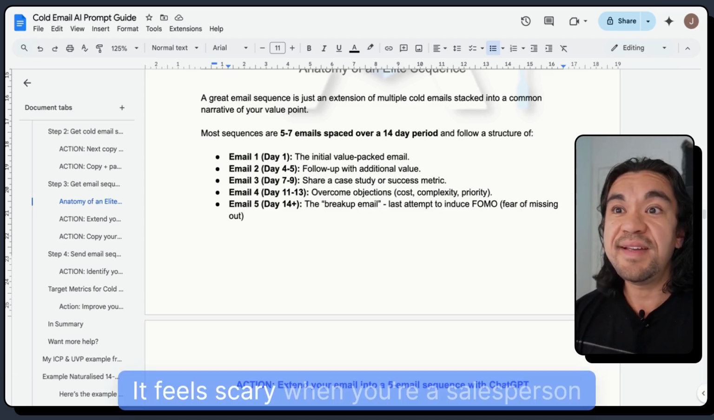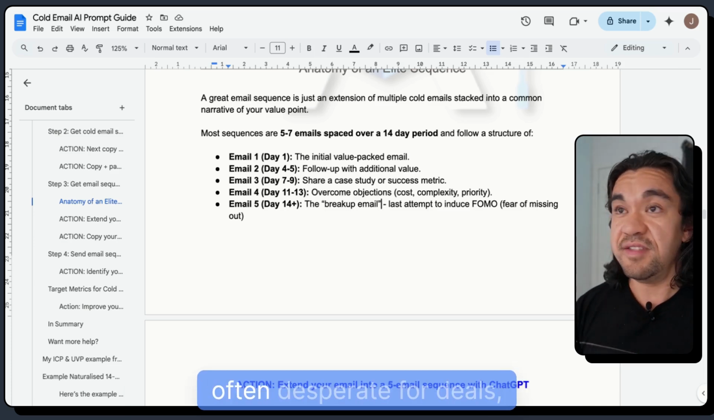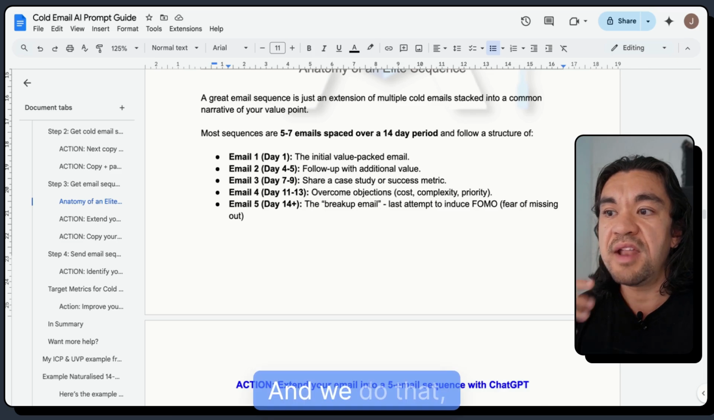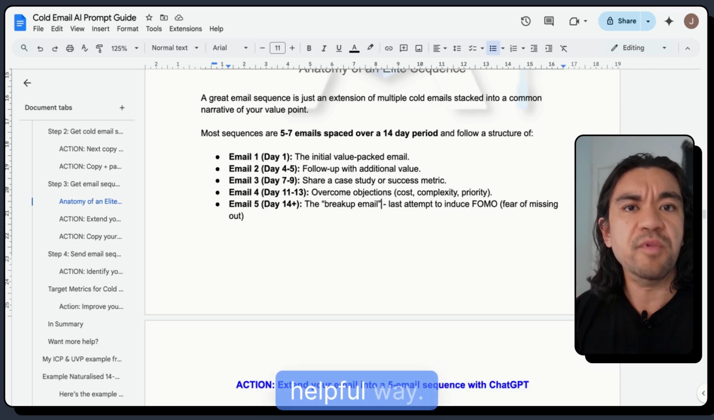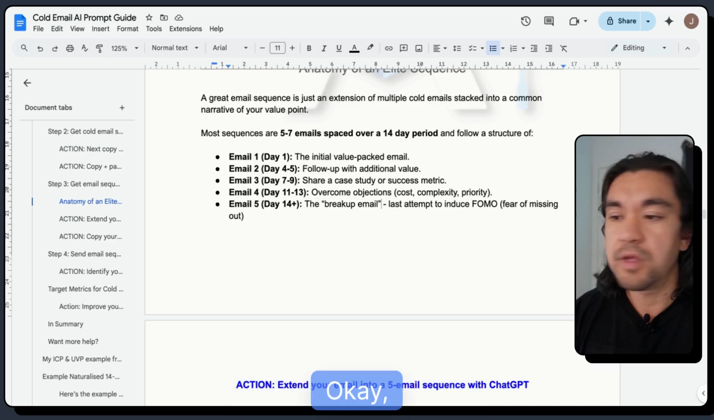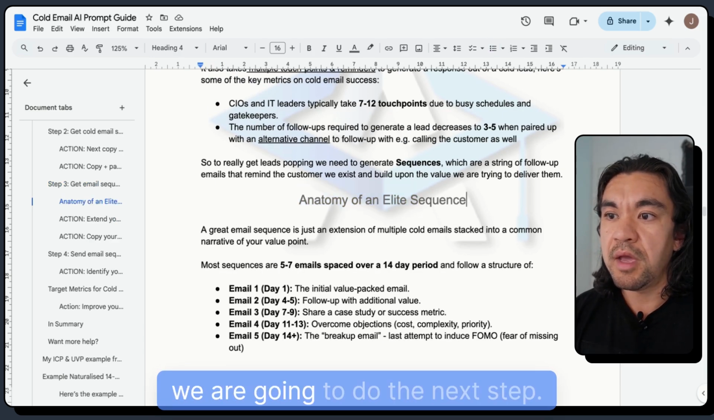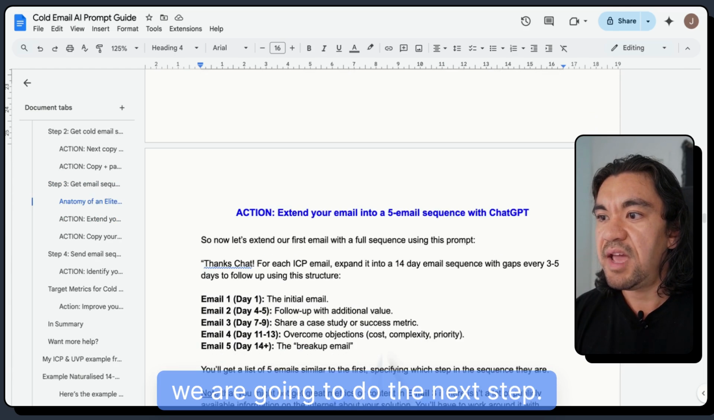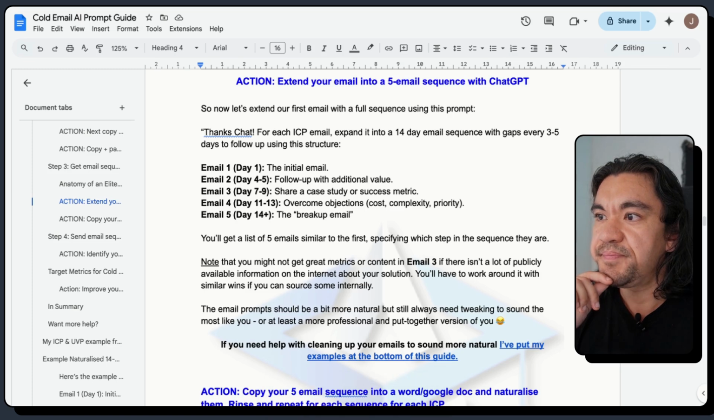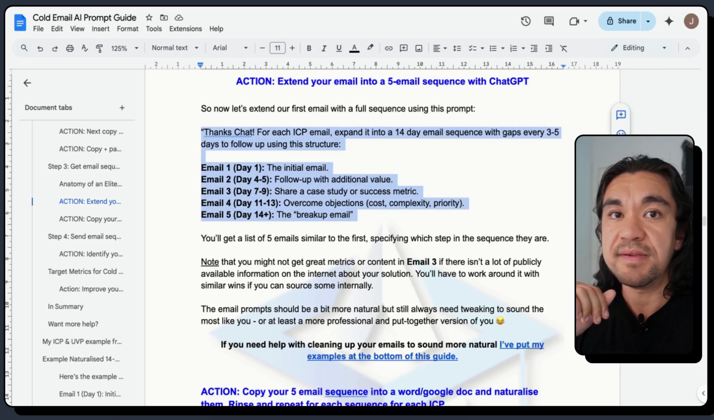It feels scary when you're a salesperson to be like, you know what, I'm just going to walk away from this, because you're often desperate for deals, but it actually does work. So don't be afraid to do that. And we do that in a polite, helpful way, just going, look, it might not be for you right now. That's totally okay. So then to get a sequence going, we are going to do the next step, which means we are going to get this prompt here and put that into ChatGPT.